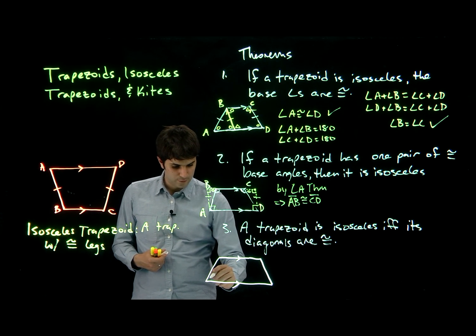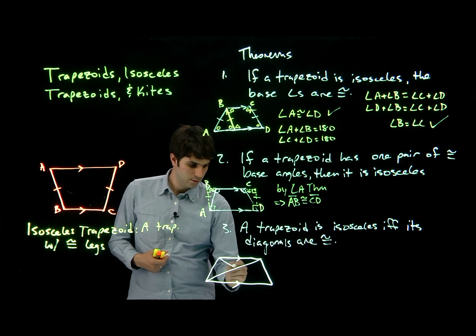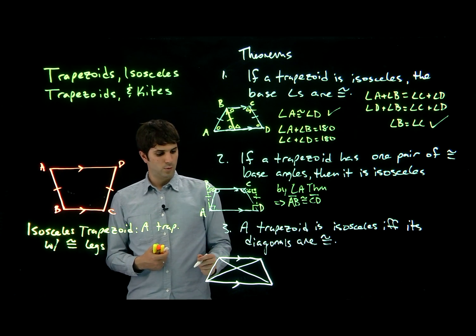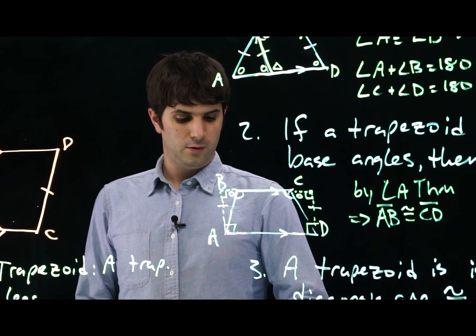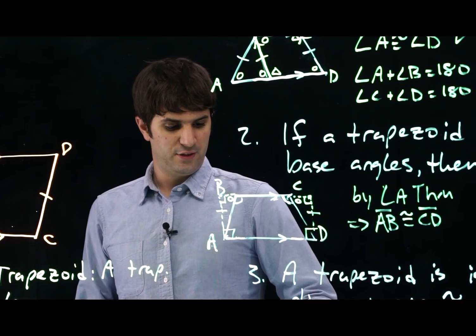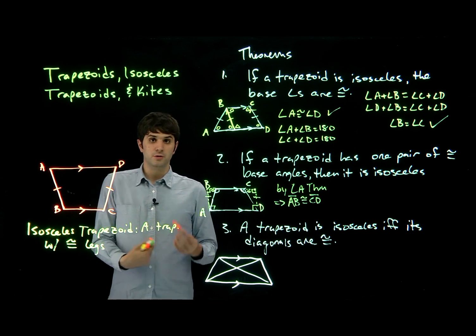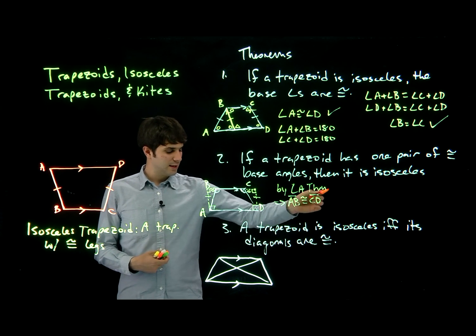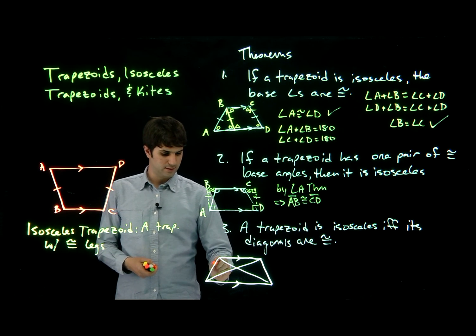So we have a trapezoid here. I'm going to draw in the diagonals. And we can show that these two triangles are congruent. So here's why. A trapezoid is isosceles if its diagonals are congruent. So we know it's isosceles.